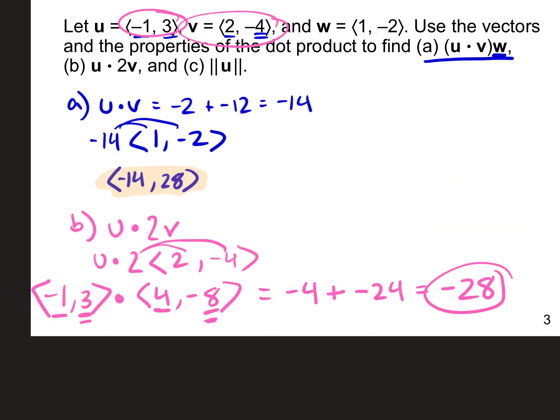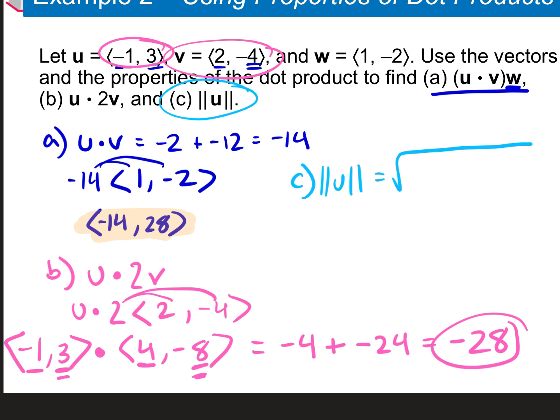All right, C asks us for the magnitude of u. Remember, these double bars are the magnitude. So what's our magnitude formula? Anybody remember? Well, when it gives us the vector, it's the first number squared, so negative 1 squared, plus the second number squared. So we would have the square root of 1 plus 9, which would be the square root of 10.